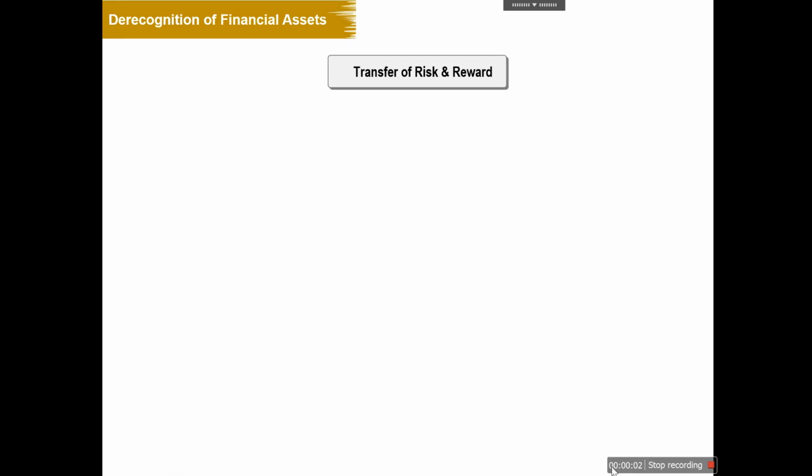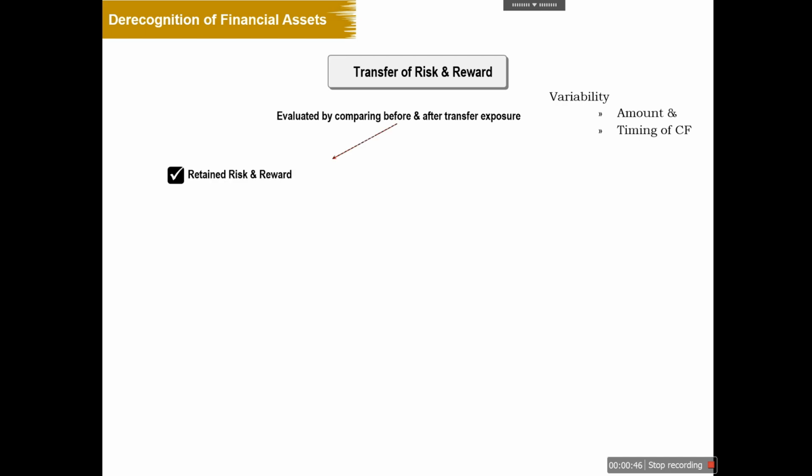If an entity has transferred all the risk and reward arising from the financial asset that it owns, it will derecognize the financial asset from its books of accounts and will recognize any financial asset or financial liability generated because of the terms and conditions of the transfer of that financial asset. So, when we are evaluating the transfer of risk and reward, we need to evaluate it based on the exposure in respect of the financial asset before it transfers the financial asset and after it transfers the financial asset. This exposure will be based on the variability in amount and timing of the cash flow related to the financial asset.